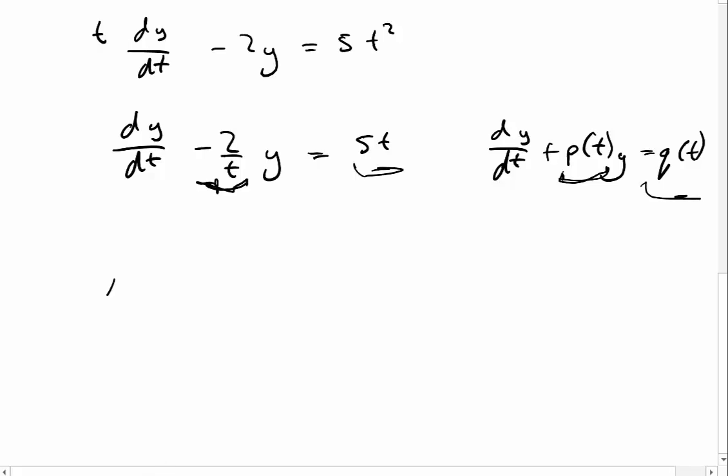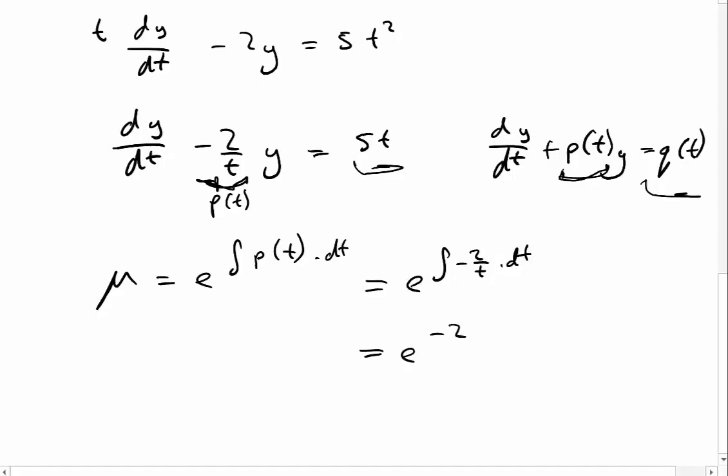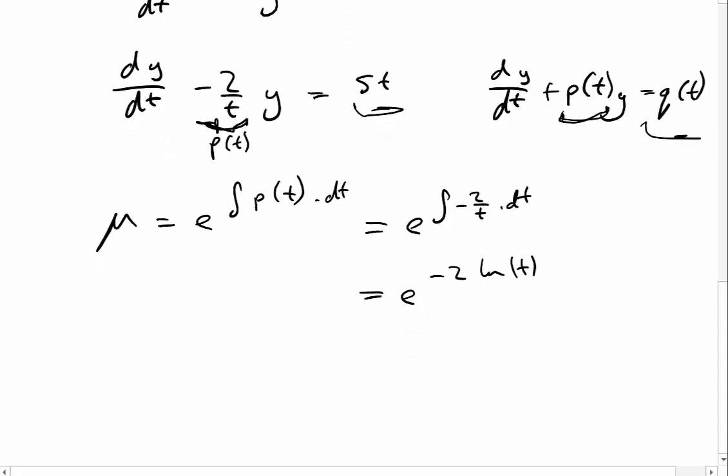So in other words, I'm looking for a function such that e to the power of the integral of the coefficient in front of my y with respect to t is going to be my function. Okay, so what's that going to be? It's going to be e to the power of the integral of minus 2 over t dt. So what's the integral of minus 2 over t dt? Well, it's going to be minus 2 ln t.